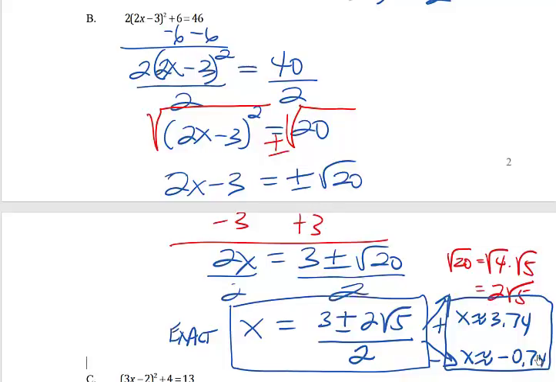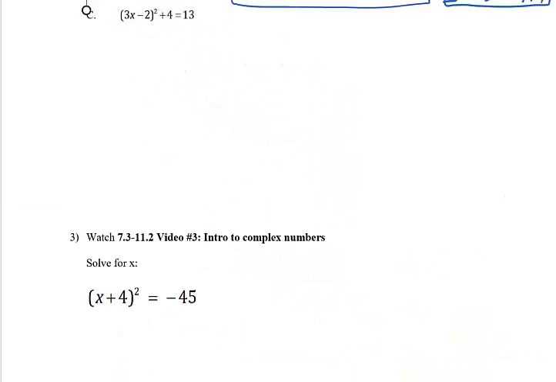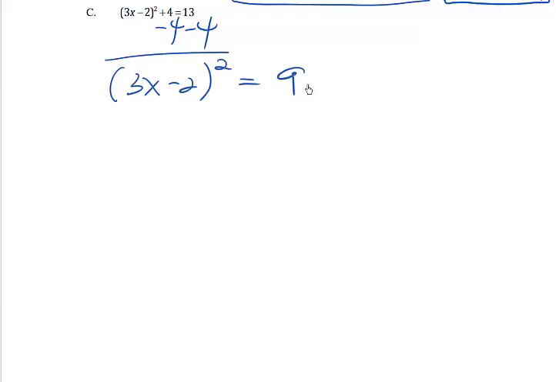Well, finally, let's look at problem C. Once again, quadratic equation, 1x showing, perfect candidate for the square root method. This time my base is 3x minus 2, my power is 2. I'm trying to get that part by itself. I can do that with one simple algebra step, subtracting 4 from both sides. And then I'm ready for step 2, the square root step.